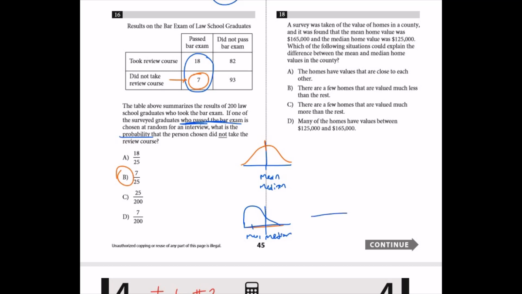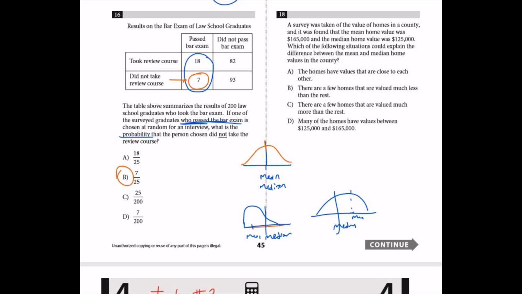And the third situation is we have median here, and let's say we have mean greater than median, then it means that we have large outliers. That means there are few homes that are valued much more than the rest. So these 2 situations are exactly the opposite of each other. Here we have a few houses that value less than the rest, a few houses value more than the rest.